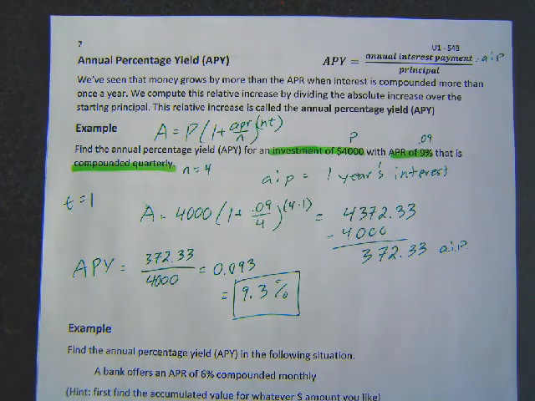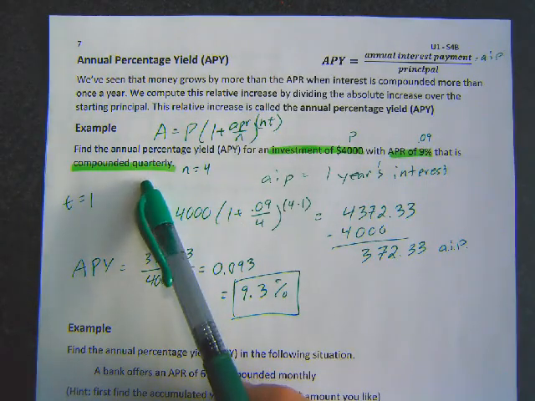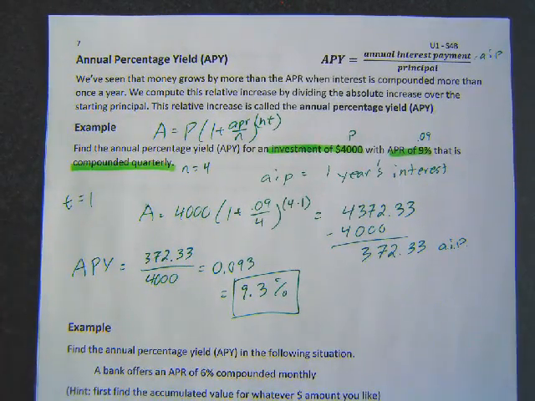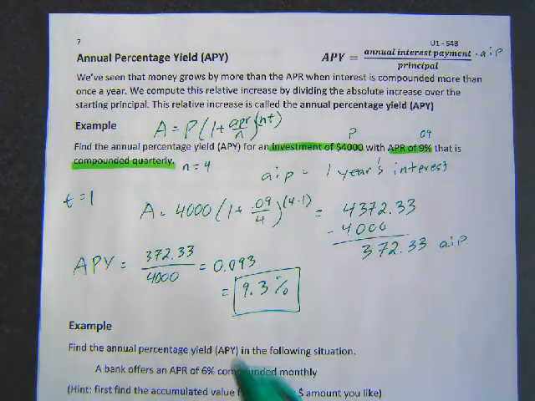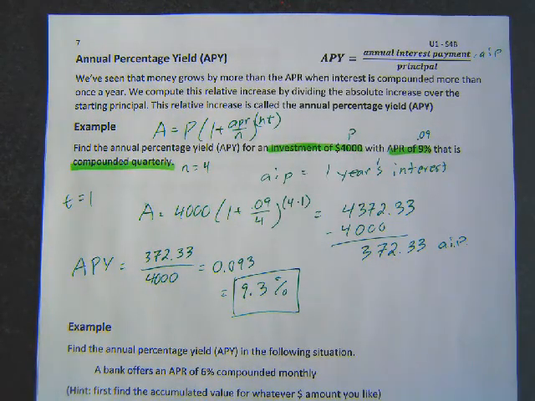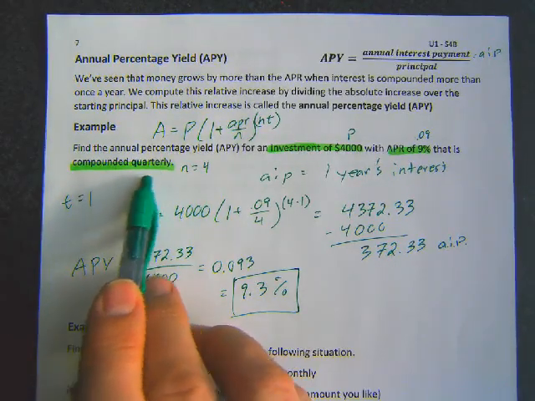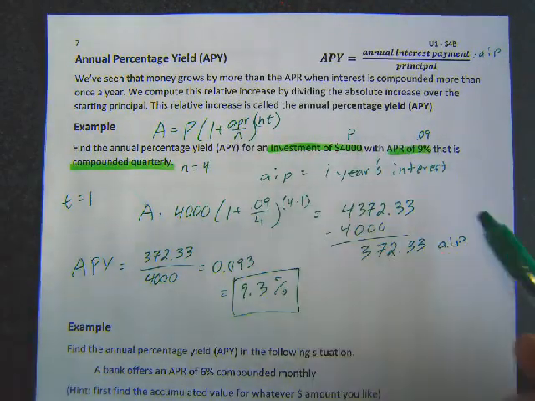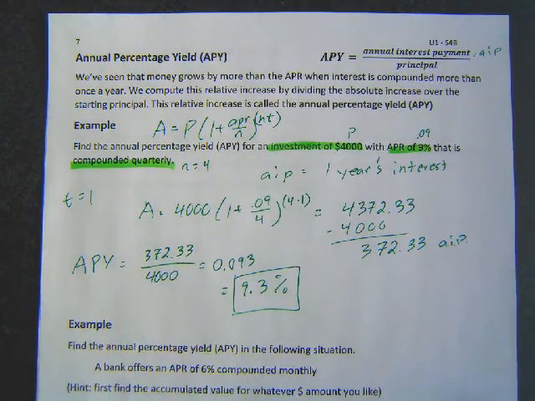Now, APY, again, really just depends on the interest rate you start with and the compounding period. It doesn't really matter what dollar amount, principal. If I did the same problem and I started with $2,000, I'd actually still get 9.3%. It wouldn't matter if I started with $1,000 or $10,000. The APY is really just dependent on the compounding and then the APR. That's all that really determines this percentage.